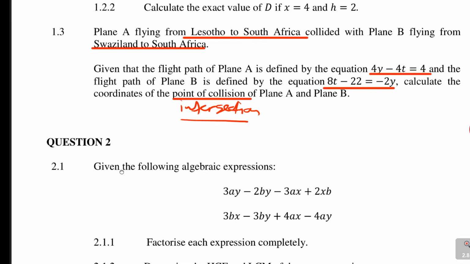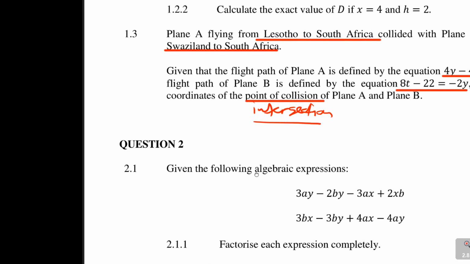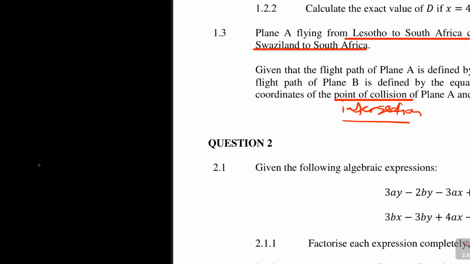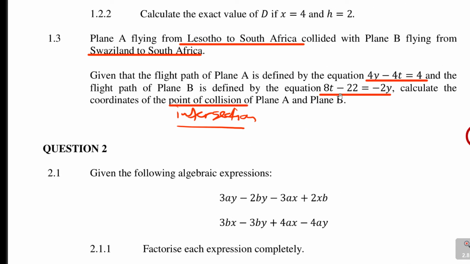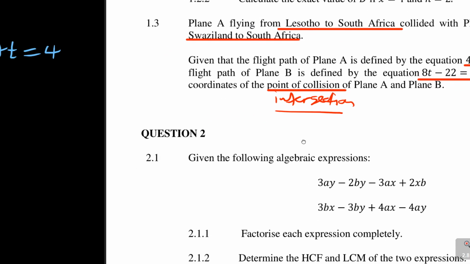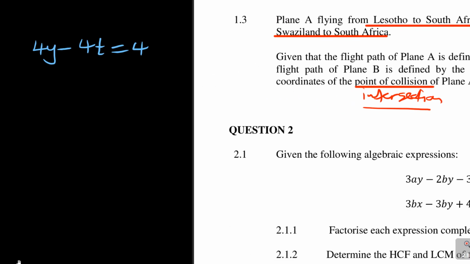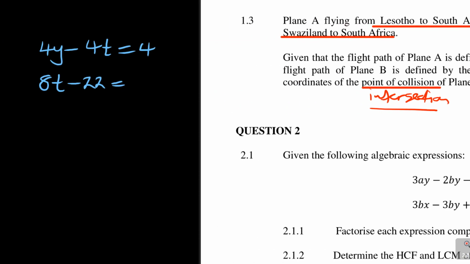So let's write the first one. 4y minus 4t is equal to 4. That is the first equation. Let's do the other one. 8t minus 22 is equal to minus 2y.